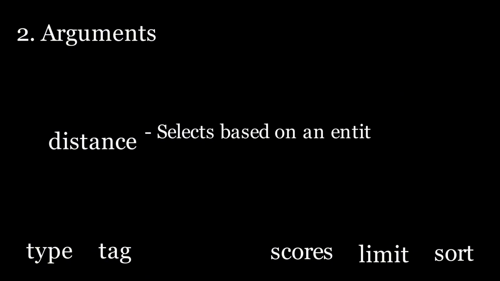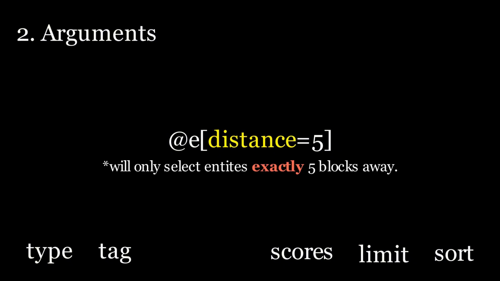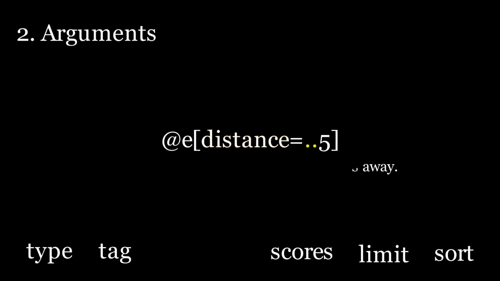Distance looks for a target at a certain radius of the command executor. Be careful with this one, because if you input a single value, such as distance=5, it will look for targets that are exactly 5 blocks away. To select entities within a radius of 5 blocks, put 2 dots before the value.